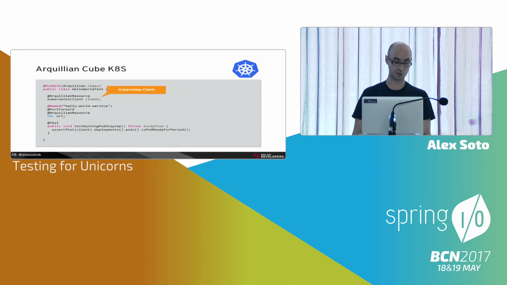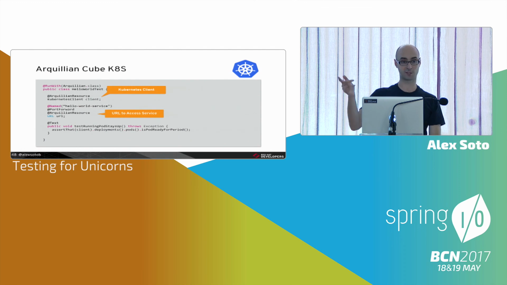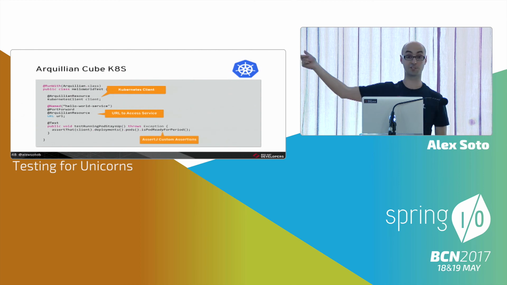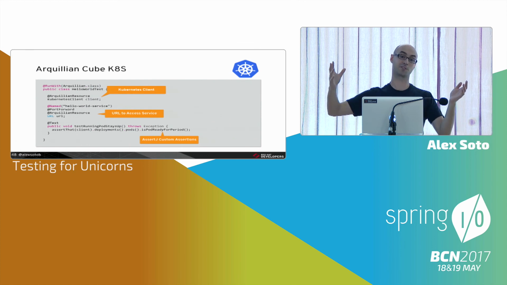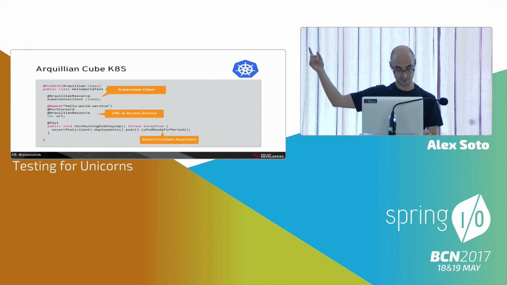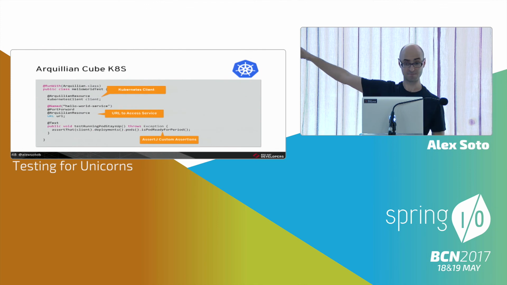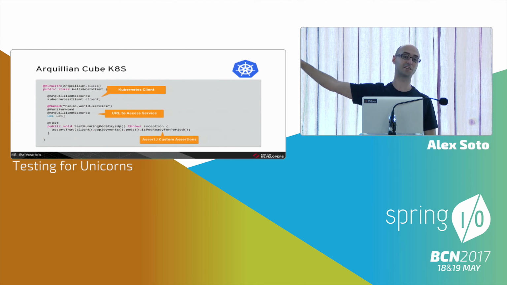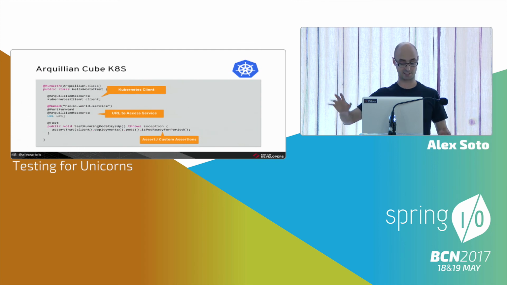So you can get the Kubernetes client if you want to interact with the cluster. You can even get the URL to connect to a service. In this case, if you want to connect to a service called Hello World Service, you do this, and this URL will contain the URL to connect to that service. We also provide custom assertions to check that all your infrastructure is up and running correctly. In this case, I would say that just this line fixes 90% of the problems that you might face in Kubernetes.